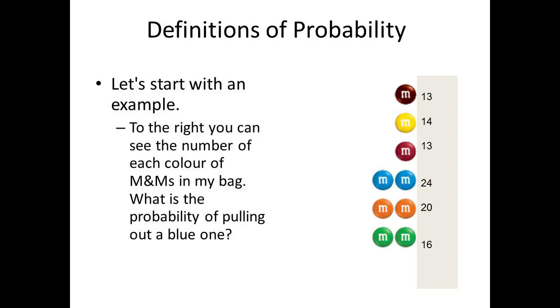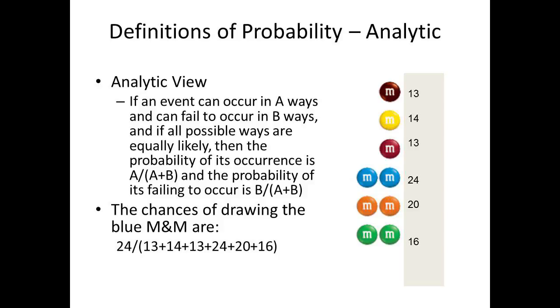I'm hoping now, just based on general knowledge, that you were able to see that the total number of M&Ms in my bag was 100, and that if 24 of them are blue, then the probability of pulling a blue one would be 24 out of 100, or 24%. And that is basically all that probability is. It's the likelihood of any event occurring.